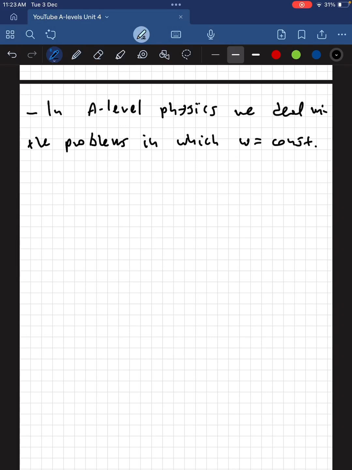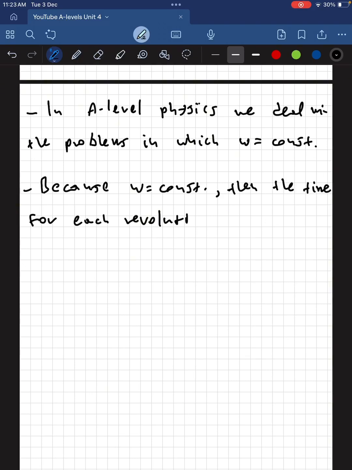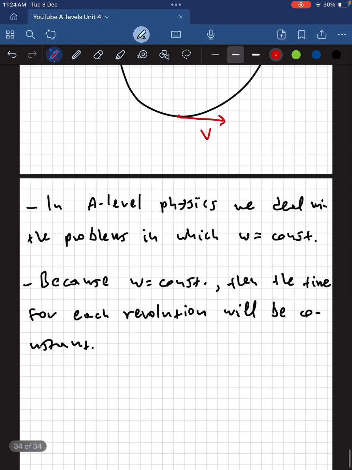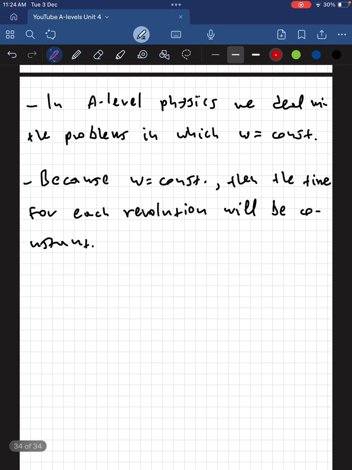Because omega is constant, then the time for each revolution will be constant. Sorry for the grammar if I make mistakes, by the way. But how much angle does the object cover in one revolution? If we go back to this circle, in one revolution, the object goes from, let's say, here all the way around to here. So that's a full circle, which corresponds to 2 pi radians or 360 degrees.